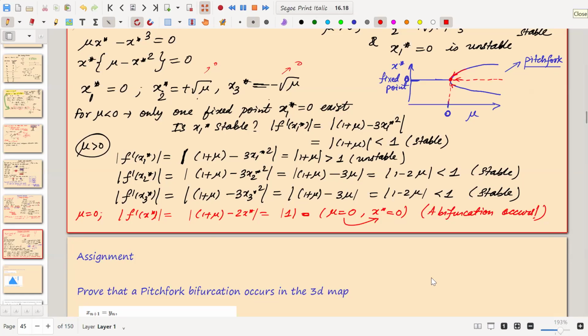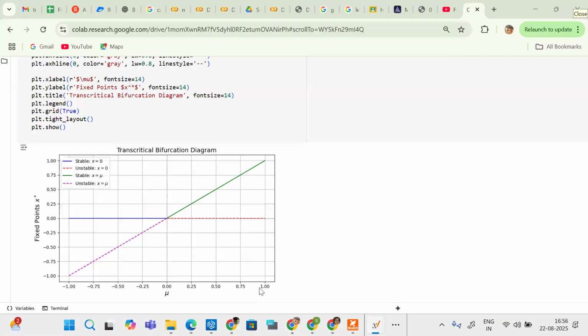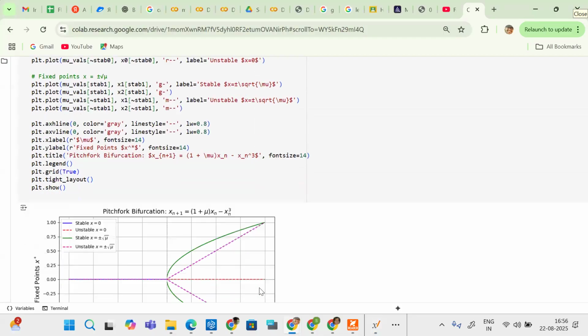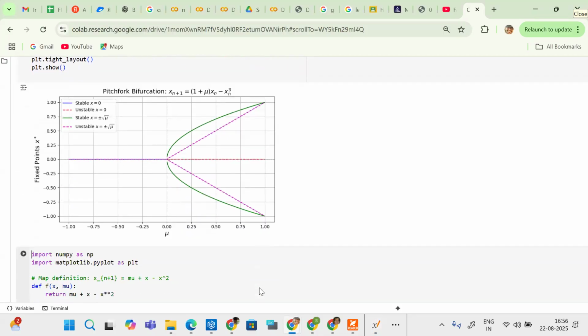Now let us see this in Python. So you can see this is the same plot I have done, the same example you are seeing right now here. For mu less than 0, there is only one fixed point, at 0, at the origin. You can see this origin here. And when you cross mu greater than 0, this fixed point becomes unstable and two symmetric parabolic kind of fixed points appear which are stable. Agree? Fine.